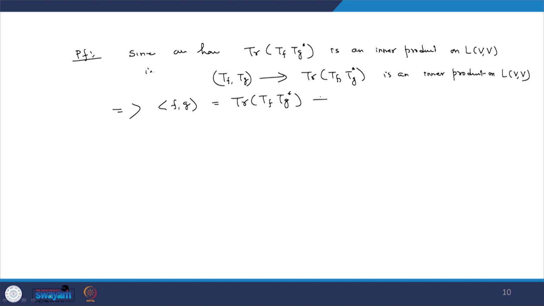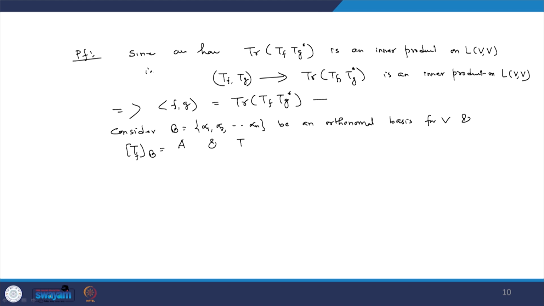In particular, let B equal to alpha 1, alpha 2, ..., alpha n be an orthonormal basis for V, and the matrix representation of Tf with respect to B be say capital A, and the matrix representation of the operator Tg with respect to ordered basis B be say capital B, then we have the inner product of Tf of alpha k and alpha j.